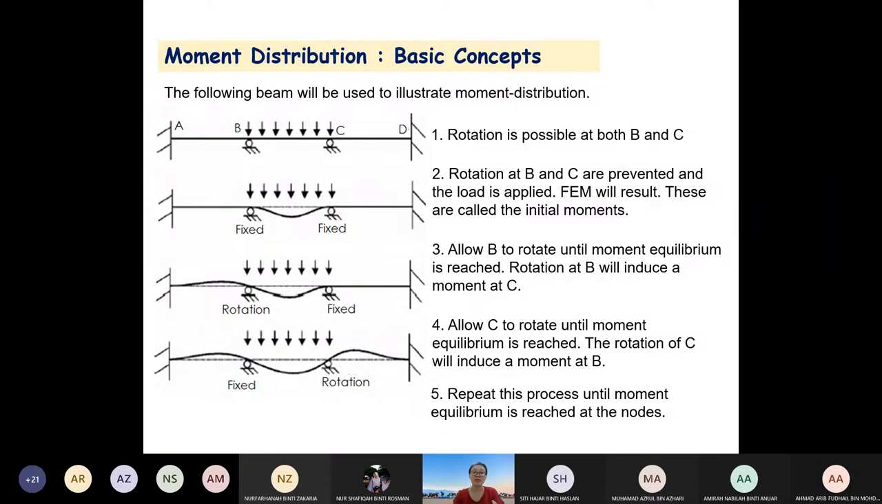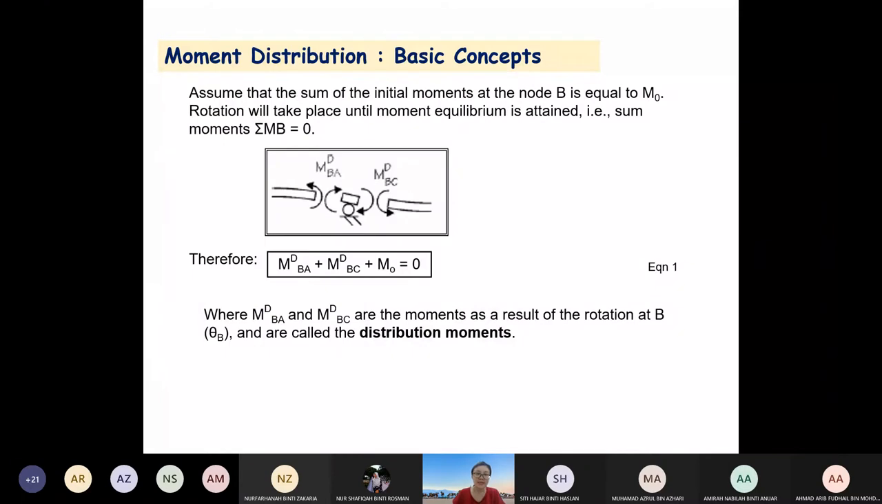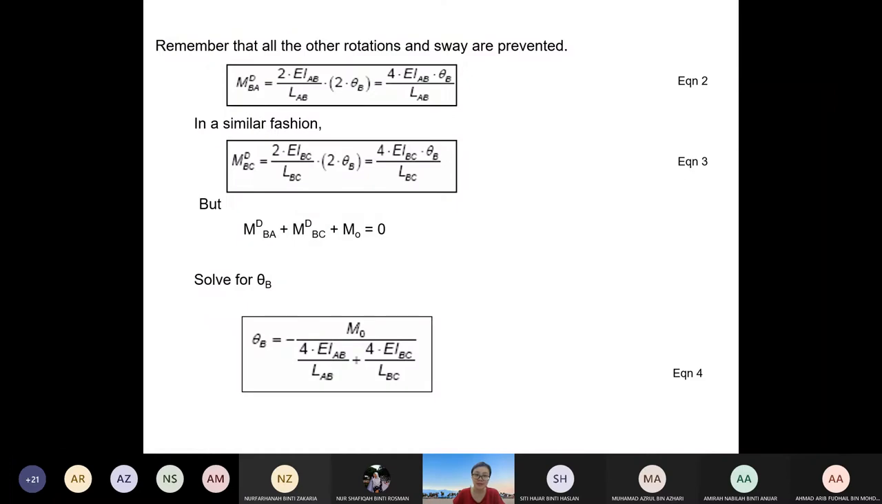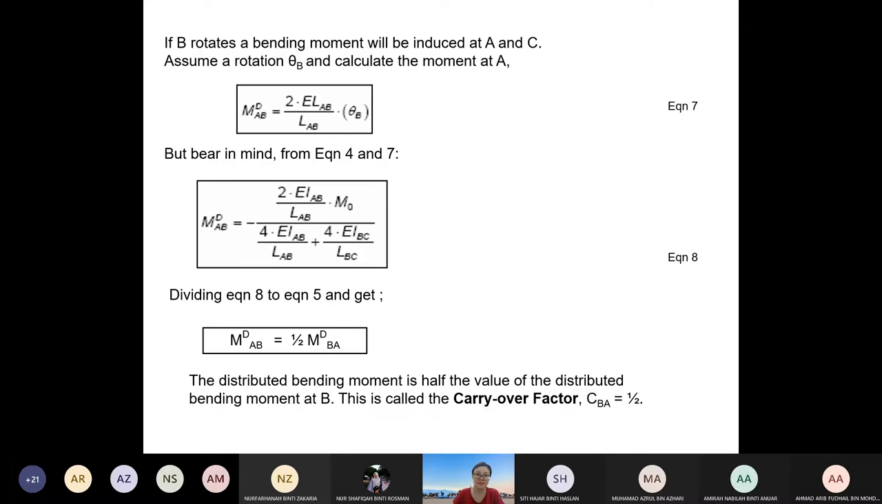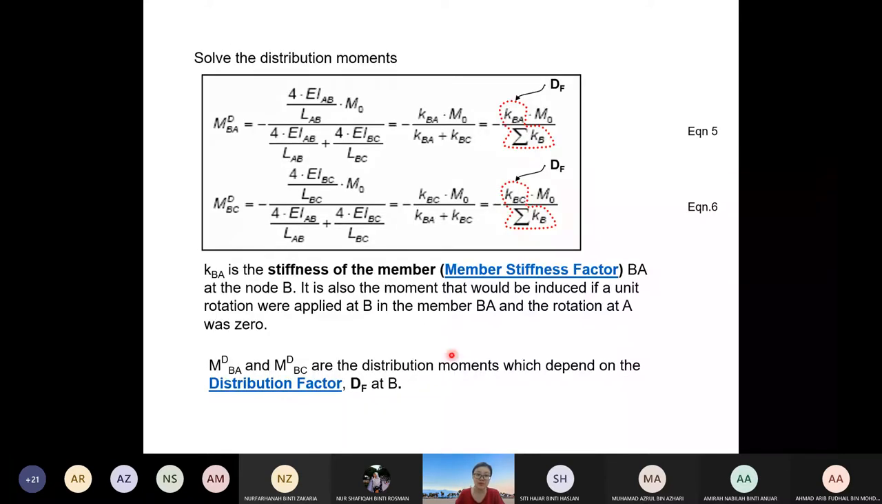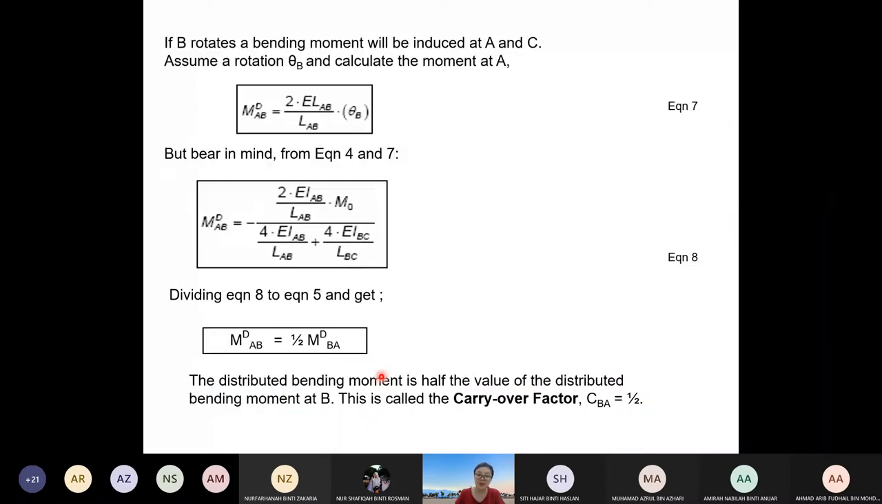Then we release the supports, so that the moment can be distributed to other joints, and the distributions go on until equilibrium is reached. So of course, these are all the derivations. You can have a look at this later. So these derivations come to what is the meaning of distribution factor, and what is the meaning of carryover factor.